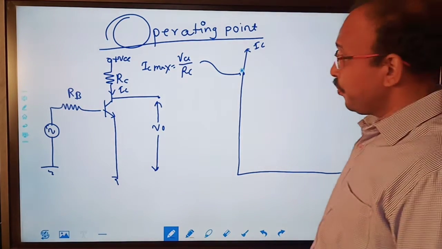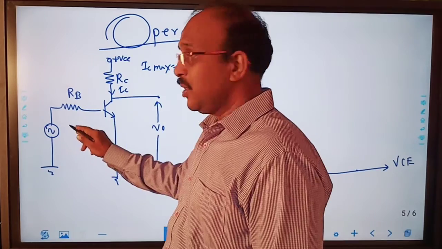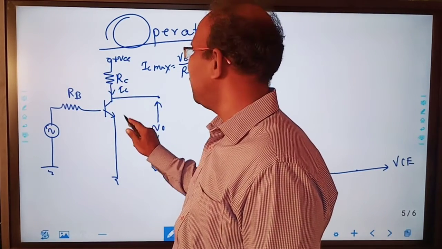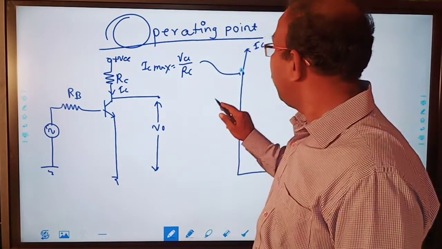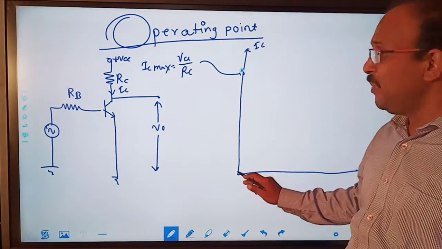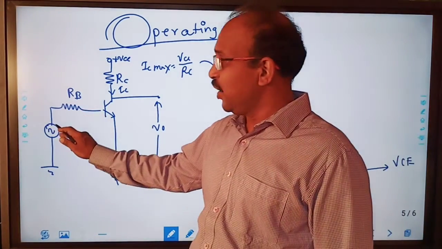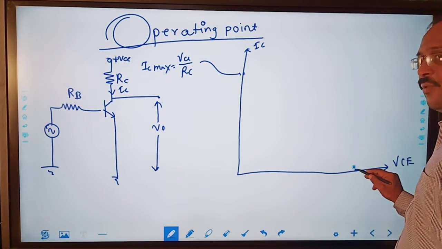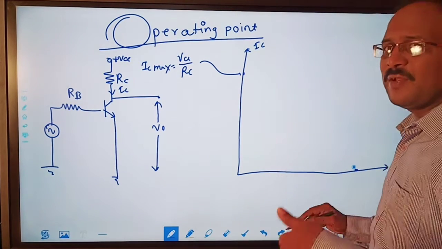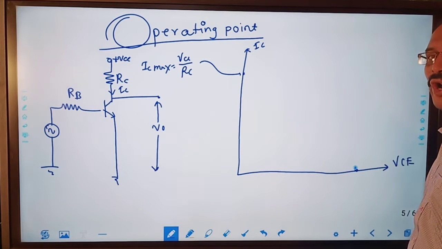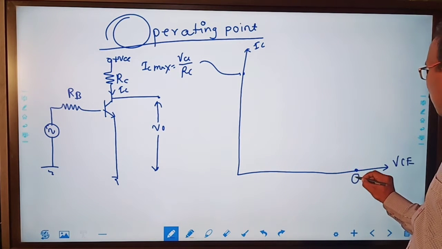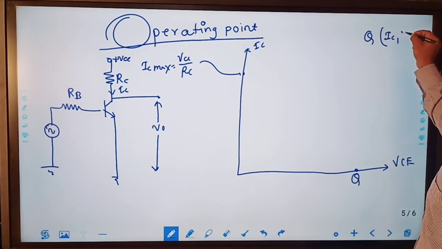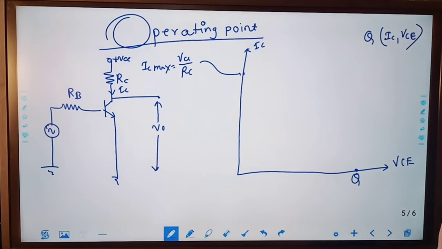Now, when IB is maximum, that time IC is also maximum. So the drop is maximum, and what is here will be minimum. When IC is 0, here it will be full. So if I increase 10%, 20%, initially where is the operating point? That is called Q. Q is always the value of IC and VCE, called the Q point.